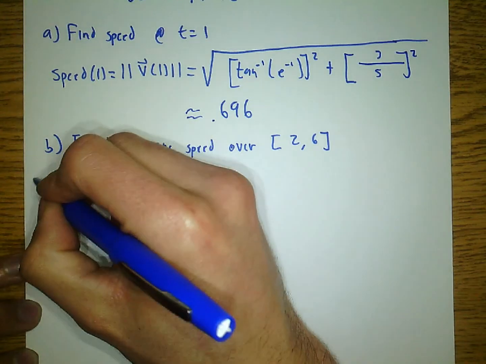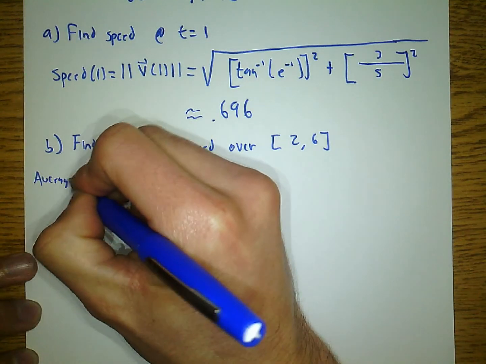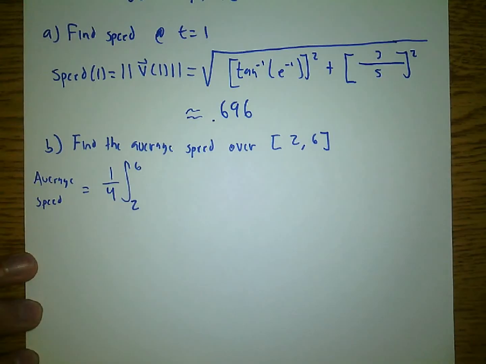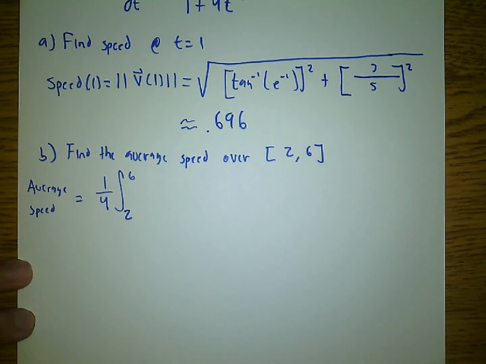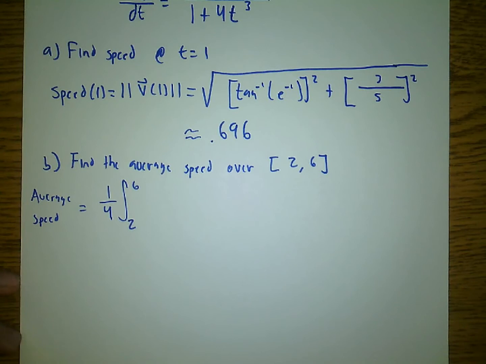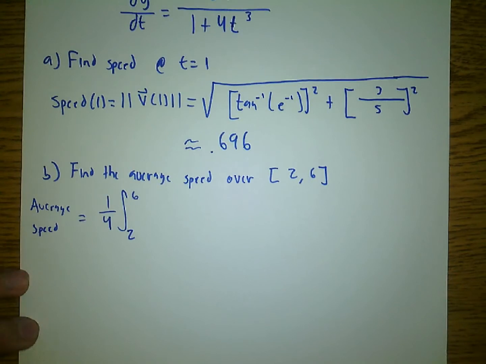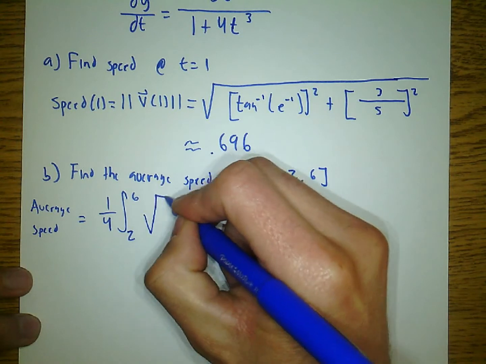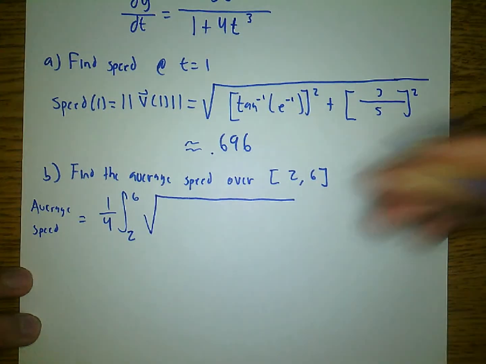Okay, so by the way, average speed would equal 1/4 times the integral from 2 to 6. The integral of what, though? If I want to find the average speed, then I should be adding what? Would it not be like the same equation from A? Yeah, it will. I need to be integrating the speeds, right? I need to be adding the speeds.